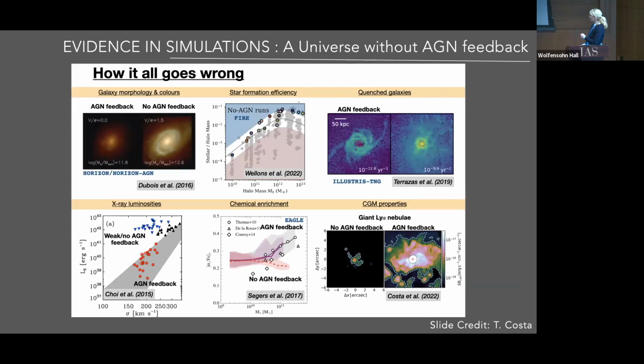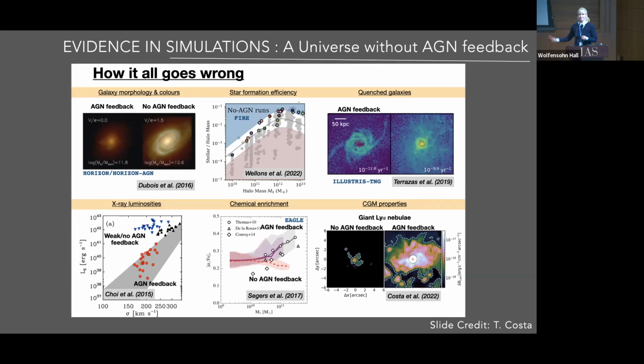There is also ample evidence in simulations that a universe without AGN feedback just doesn't seem to work out. This is a slide that Thiago Costa put together in his review talk for a conference a couple of weeks ago, which I took because I think it summarizes quite nicely how it all goes wrong in simulations if you don't invoke AGN feedback. You don't produce galaxy morphology and colors. Galaxies are way too blue, way too disky. You get way too high star formation efficiencies. You don't quench galaxies, and it goes on and on with other parameters that you don't reproduce if you don't include AGN feedback in your simulations.